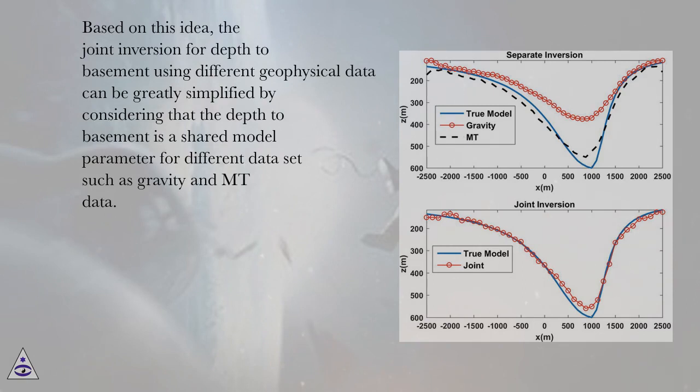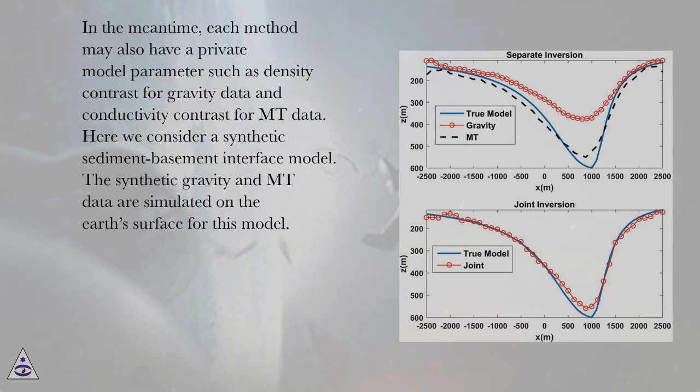Based on this idea, the joint inversion for depth to basement using different geophysical data can be greatly simplified by considering that the depth to basement is a shared model parameter for different data sets, such as gravity and magnetotelluric data. In the meantime, each method may also have a private model parameter, such as density contrast for gravity data and conductivity contrast for magnetotelluric data.